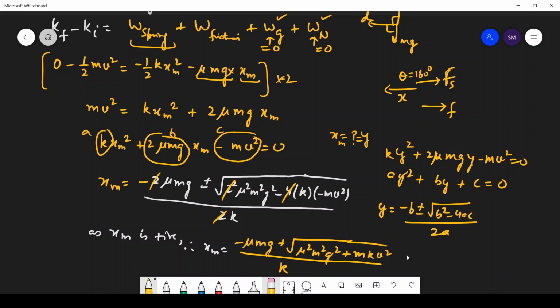So put all the values and you get xm equals plus 1.35 m. So students, I have taken this direction of xm as the positive direction, so that is why I have ignored the negative sign. Negative will be negative, so I don't want that.